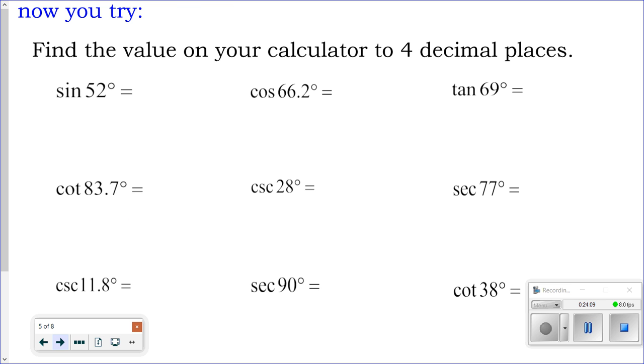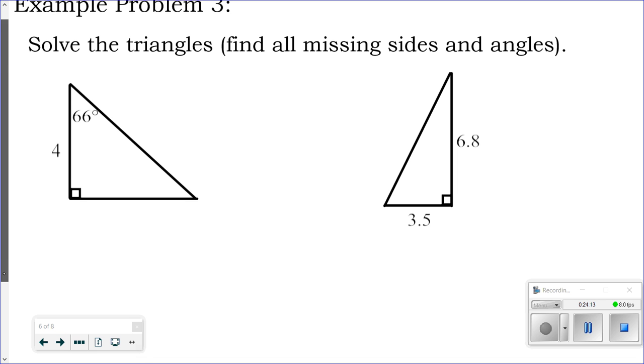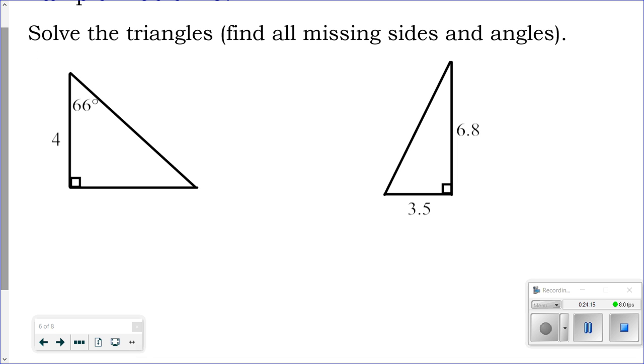That's more of the same. I'm not going to worry about that. All right, here we go. Bonus round time. Find the missing parts of the triangle.